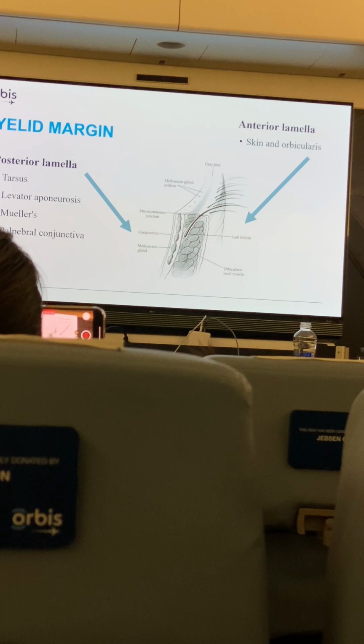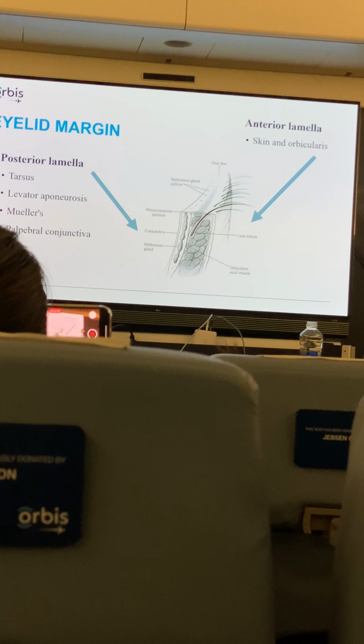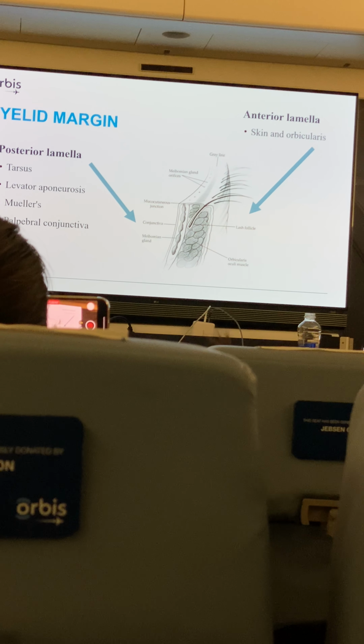So surgically, always think of the eyelid at the margin as two lamellae, two layers.